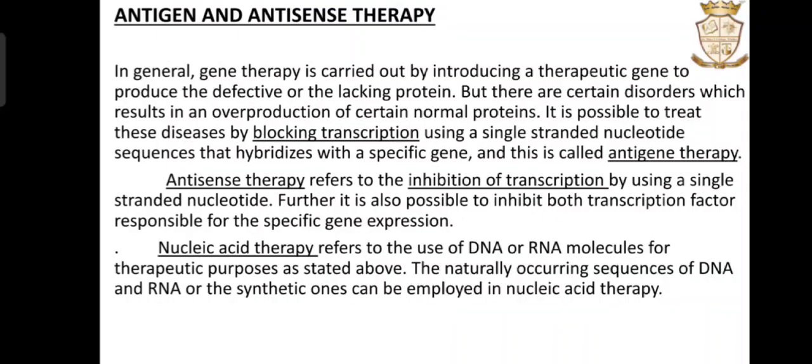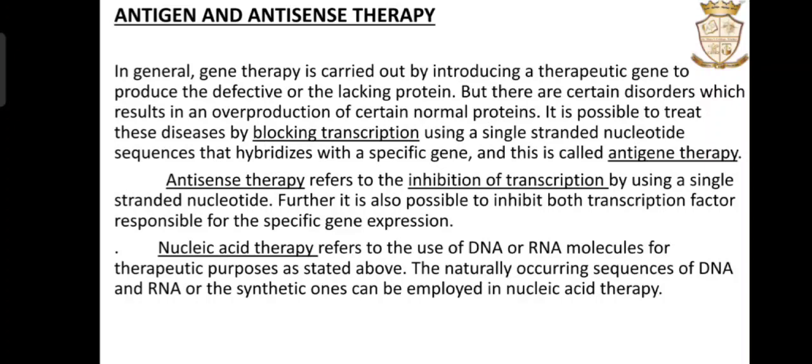Antigene and antisense therapy. In general, gene therapy is carried out by introducing a therapeutic gene to produce the defective or the lacking protein. But there are certain disorders which result in the overproduction of certain normal proteins. It is possible to treat these diseases by blocking transcription using a single-stranded nucleotide sequence that hybridizes with a specific gene, and this is called antigene therapy.